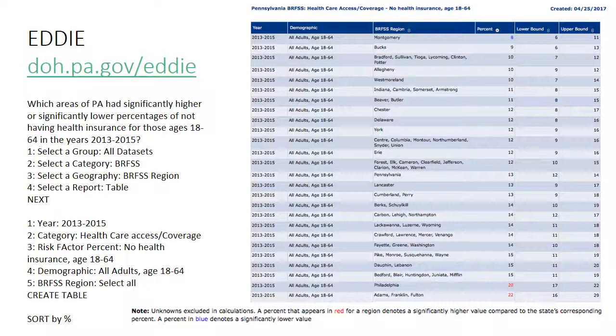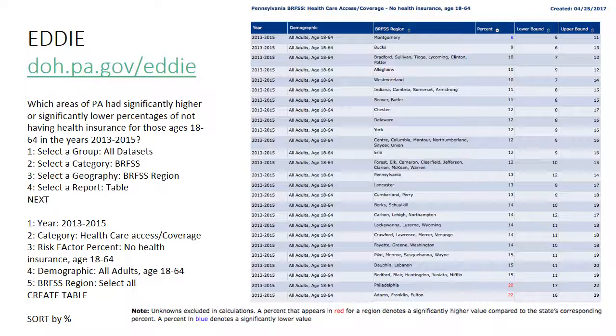We want the year 2013 to 2015. That's what our question asked. Our category would be healthcare access/coverage because we're looking to see about health insurance coverage in that time frame. For risk factor percent, we want to see no health insurance and age 18 to 64. So that's a specific option on the website. And then in demographic, we want to have all adults, age 18 to 64.